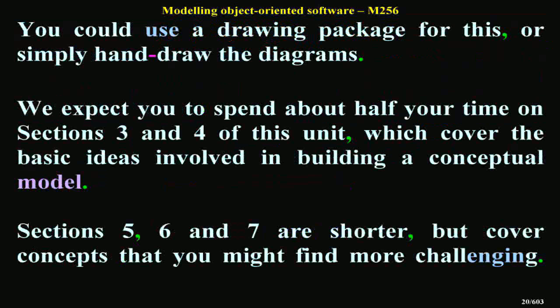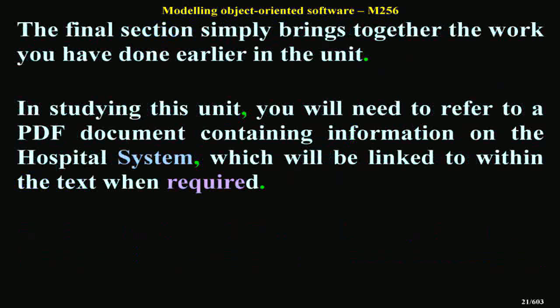We expect you to spend about half your time on sections 3 and 4 of this unit, which cover the basic ideas involved in building a conceptual model. Sections 5, 6 and 7 are shorter, but cover concepts that you might find more challenging. The final section simply brings together the work you have done earlier in the unit.